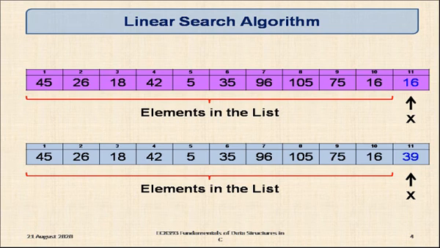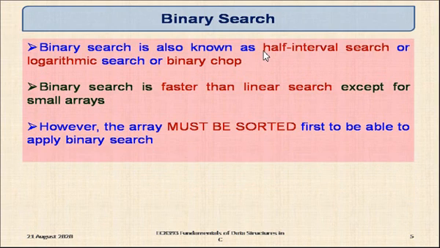Okay, so let us go to the next kind of search, that is binary search. Binary search is also known as half interval search or logarithmic search or binary chop. Binary search is faster than linear search except for small arrays. Suppose the array size is very small, then it is enough to go for linear search itself. You need not go for binary search, because in binary search some computations will be there. We have to adjust the pointers here and there.